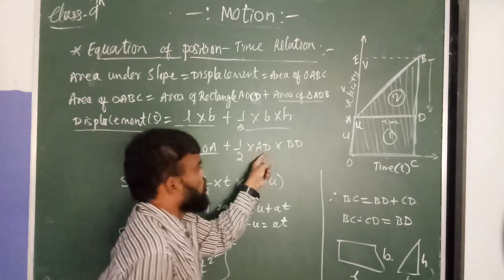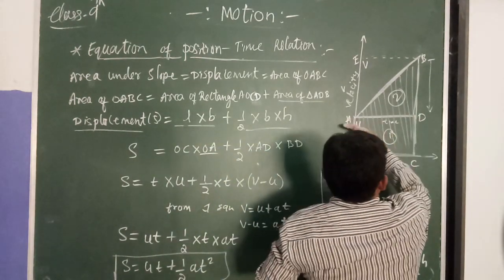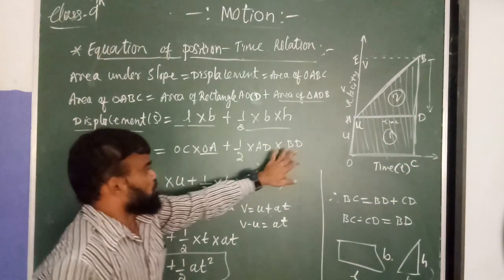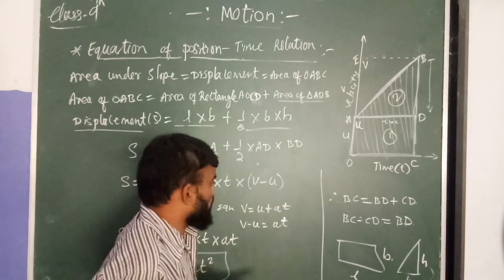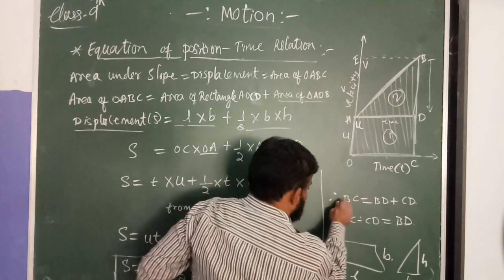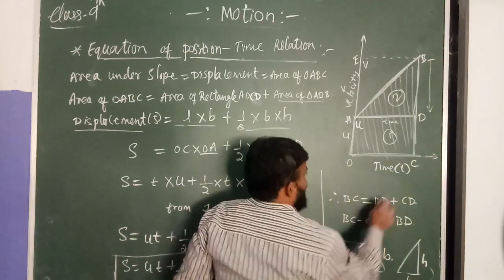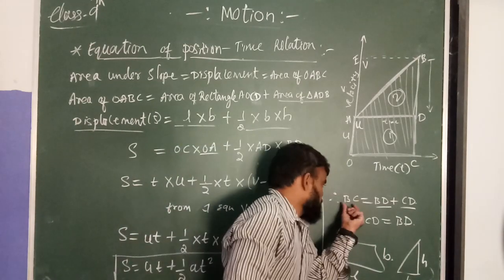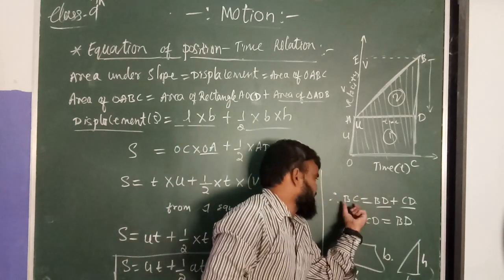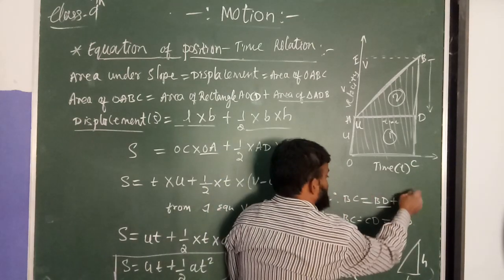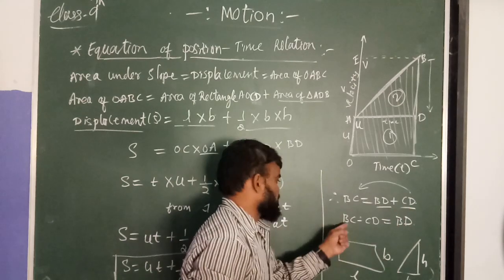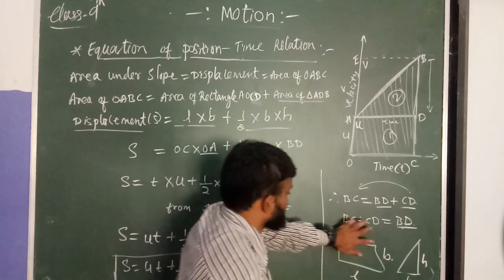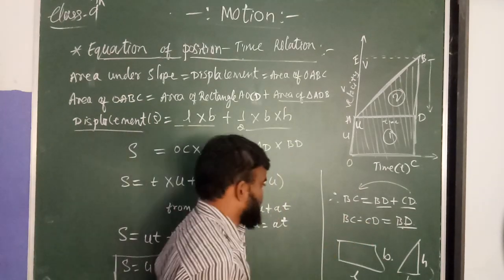And AD, what is AD? AD is also time T, into BD. What is BD? We have to just assume here: BC is the full length, and BD and CD are the two parts of BC. If I transpose CD, BD is equal to BC minus CD.